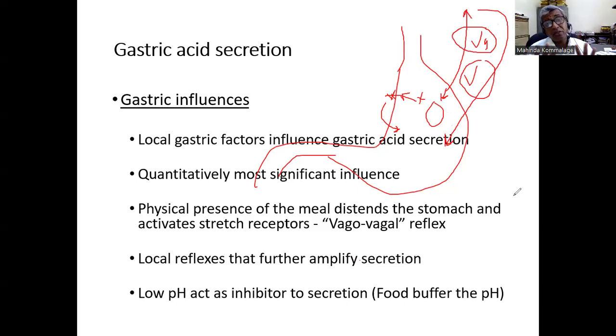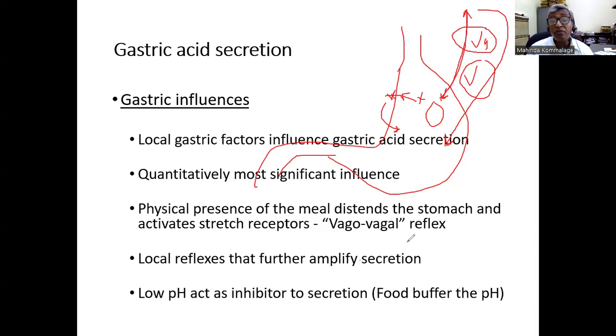Don't confuse, it's not cephalic influence. We will not put it to the cephalic influence because input is also from the stomach. For the cephalic influence, input or afferent comes from the eye, nose, brain itself, and so on. But here, afferent will go from the stomach and will operate through the brain.